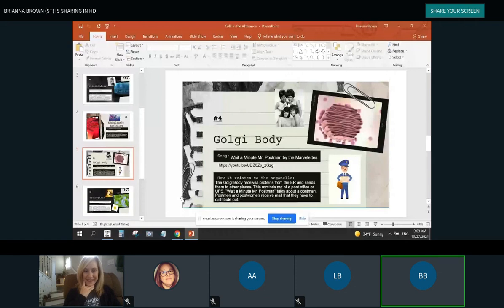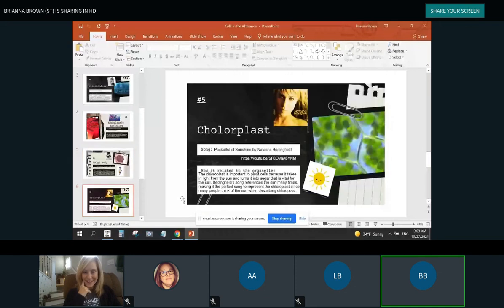For the chloroplast, I wanted to incorporate something with the sun because chloroplast and sun are really close together. So I picked A Pocket Full of Sunshine by Natasha Bedingfield. The chloroplast is important in plant cells because it takes light from the sun and turns it into sugar, and that's very important for the plant cell. And in Bedingfield's song, it references the sun many, many times, making it the perfect song to represent the chloroplast, since many people think of the sun when describing the chloroplast.